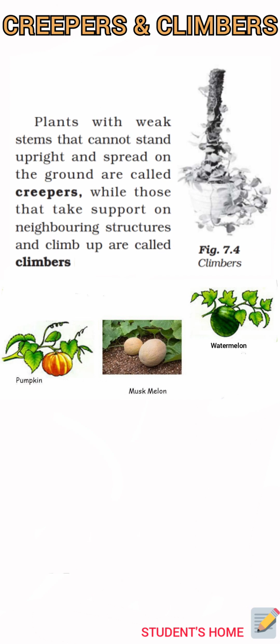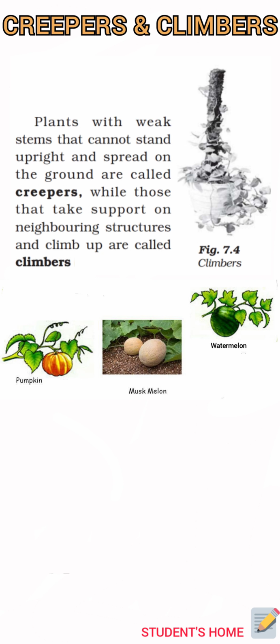Okay class. Now there is also a different category of plants who are known as creepers and climbers. You must have seen them. They don't stand tall like other plants like herbs, shrubs and trees. So let's know about them. Plants with weak stems that cannot stand upright and spread on the ground are called creepers, while those that take support on neighboring structures and climb up are called climbers. These are different from herbs, shrubs and trees.